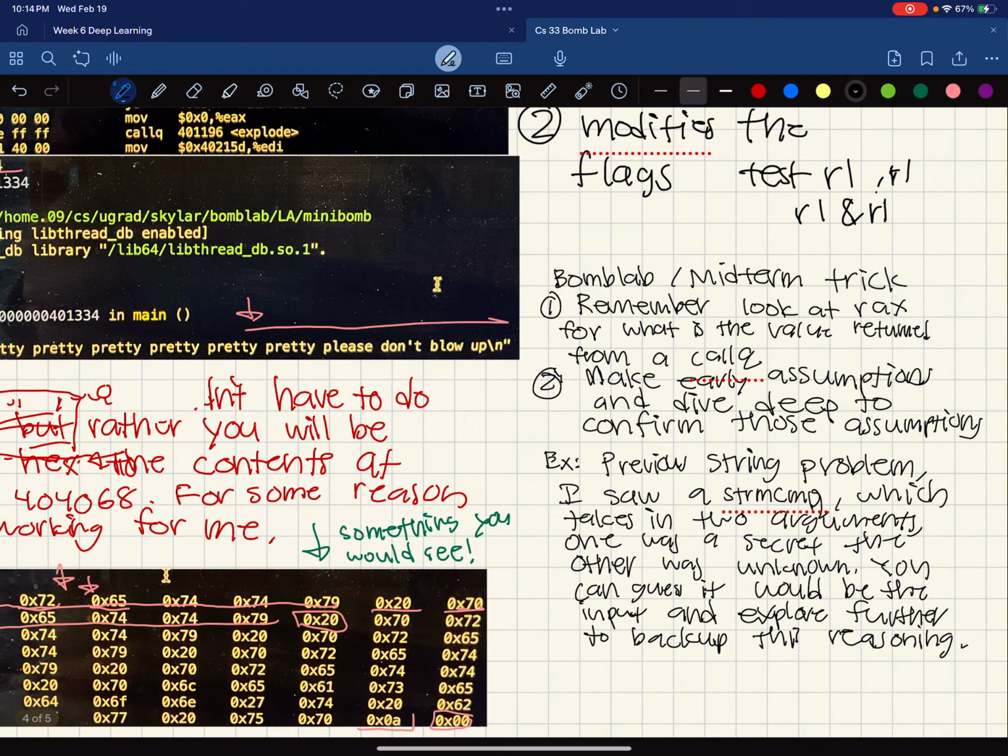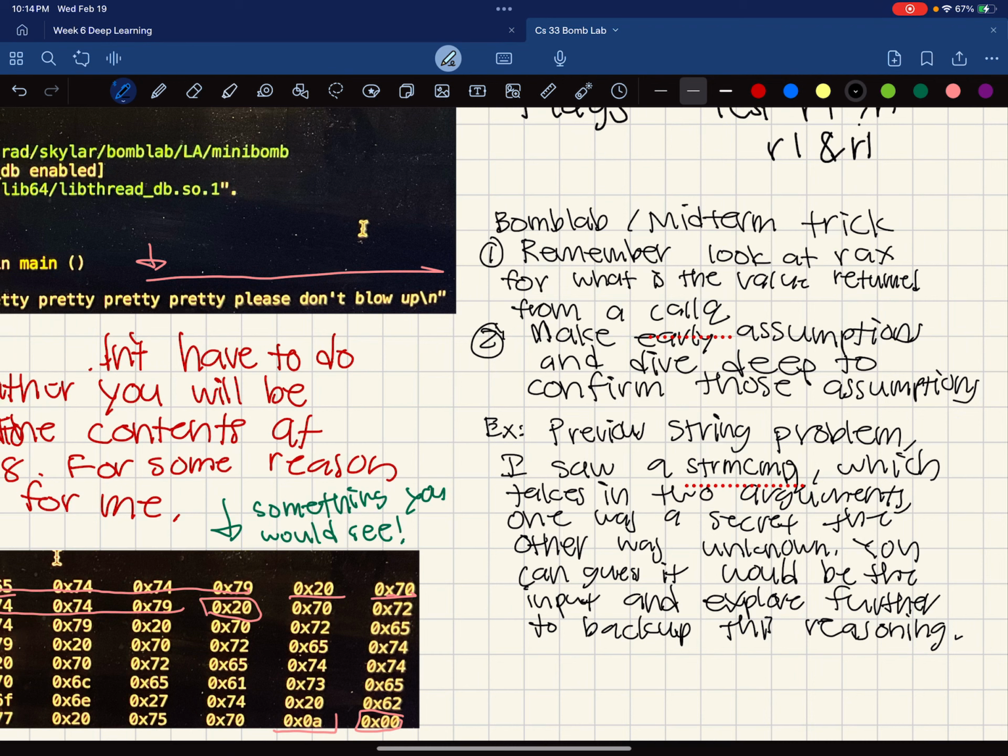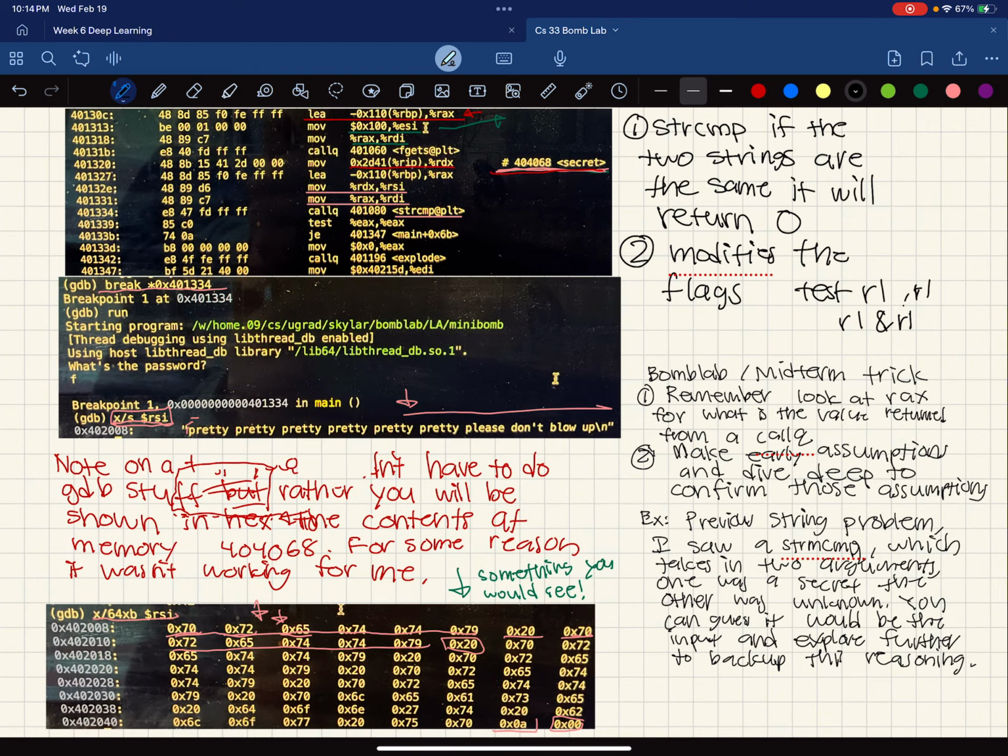Also, important notes, I think I forgot to mention this in the last video for the string question. I'll just read this. The fundamentals: look at RAX for the value returned from a call, make early assumptions, and dive deep to confirm those assumptions. Just read this, and you should understand if you watched the previous video. So with bomb lab, what helps you a lot is making assumptions and having strong fundamentals.